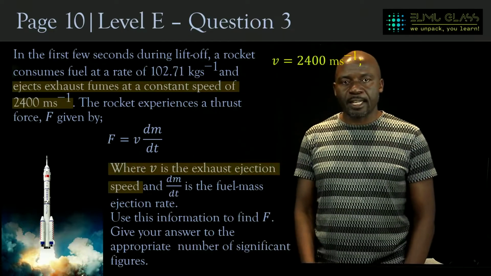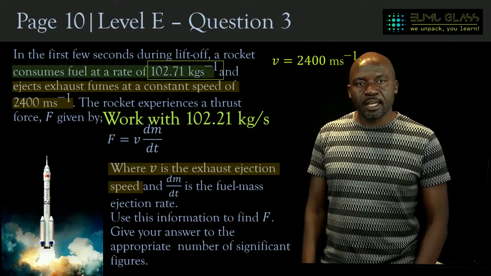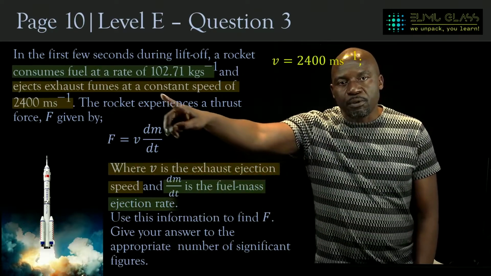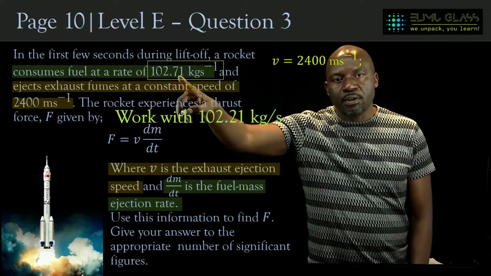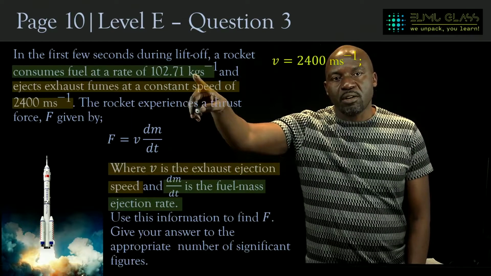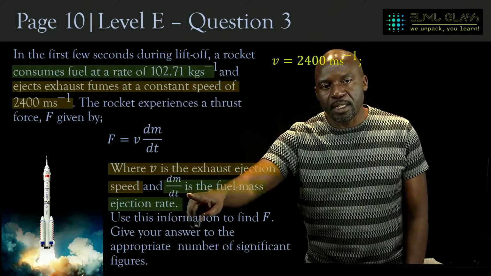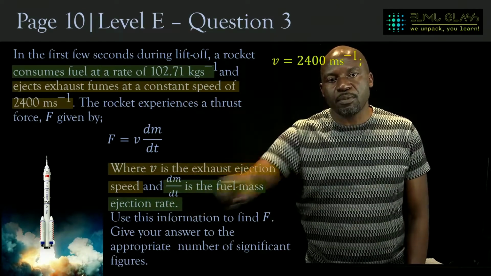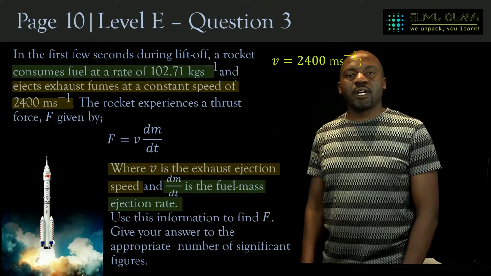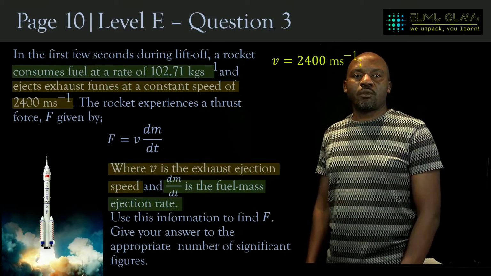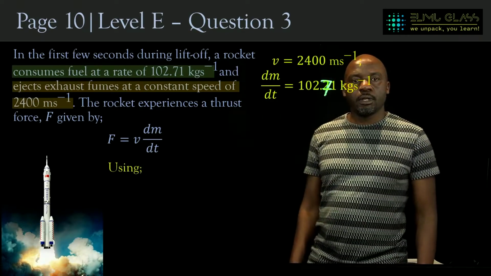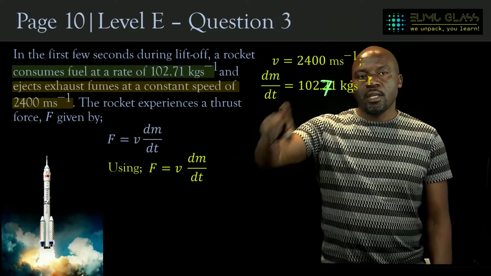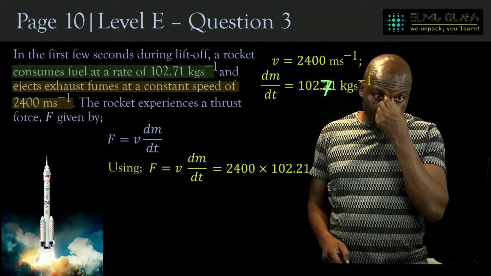102.71 kilograms per second. So look at that. I'm highlighting that in green now, which is related to that. So fuel is consumed at a rate of 102.71 kilograms per second, and it says here dm by dt is the fuel mass ejection rate. So those two are referring to the same thing. So dm by dt is referring to 102.71, and therefore, using this formula here, we know V is 2400.